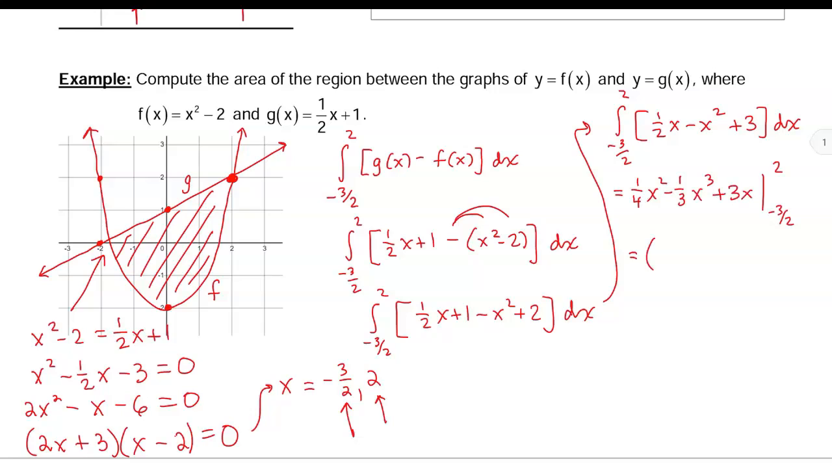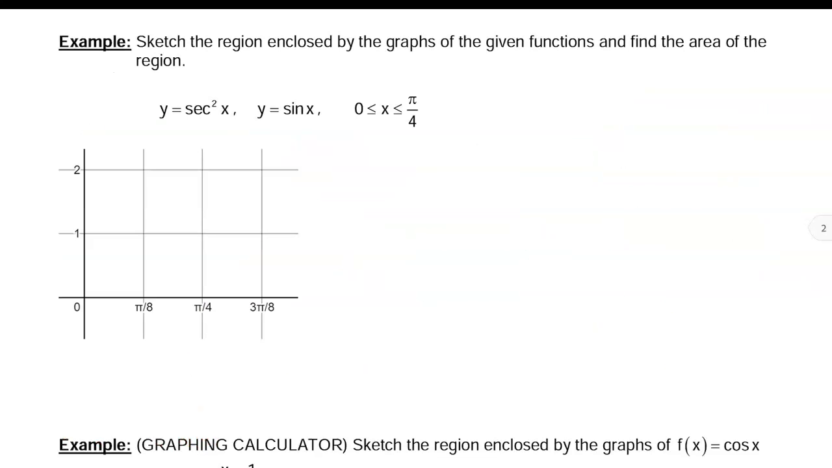So the first parentheses, I'm going to substitute in 2. And the second parentheses, I will get, and I end up with 343 over 48. Now we are going to do an example that involves trig functions. Let's graph secant squared on the interval from 0 to pi over 4.